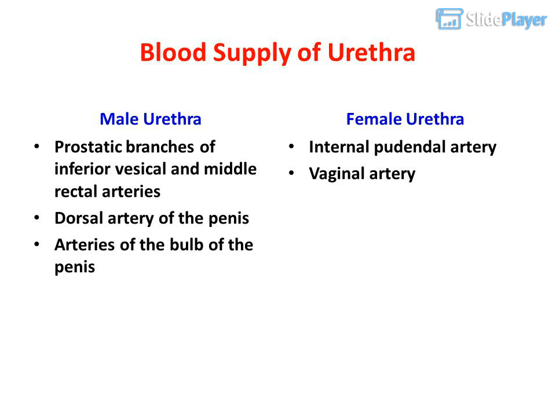Blood supply of urethra. Male urethra: prostatic branches of inferior vesical and middle rectal arteries, dorsal artery of the penis, arteries of the bulb of the penis. Female urethra: internal pudendal artery and vaginal artery.